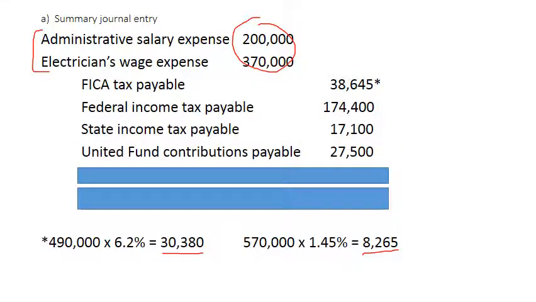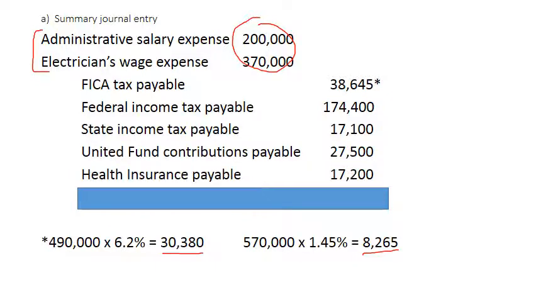This was a voluntary contribution, so we're just taking the amount that people voluntarily had withheld, and we're going to mail a check to the United Fund because people said, take my money and send it to this charity. So they have an obligation to send the money to the charity.